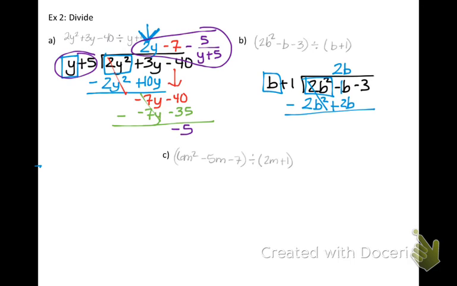Negative 3b? One of the two of you got it correct. All right, so it's negative 3b. And then bring down the negative 3. What do I need to multiply b by to get negative 3b? Negative 3.